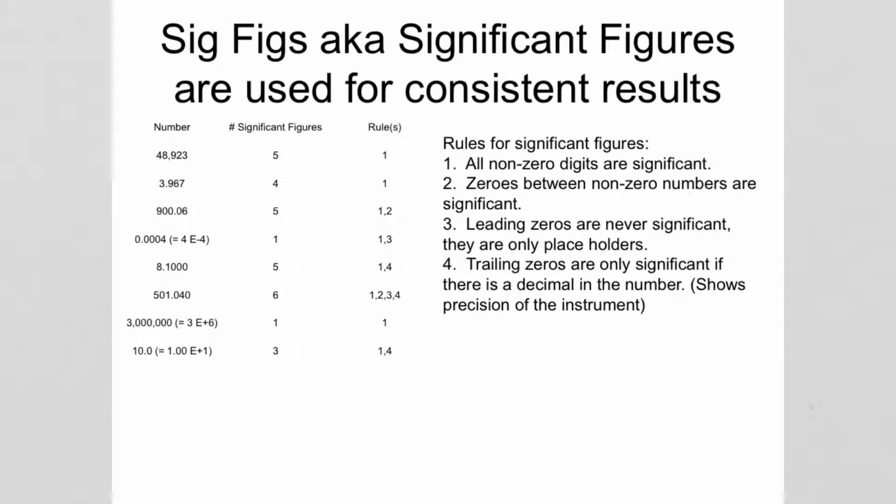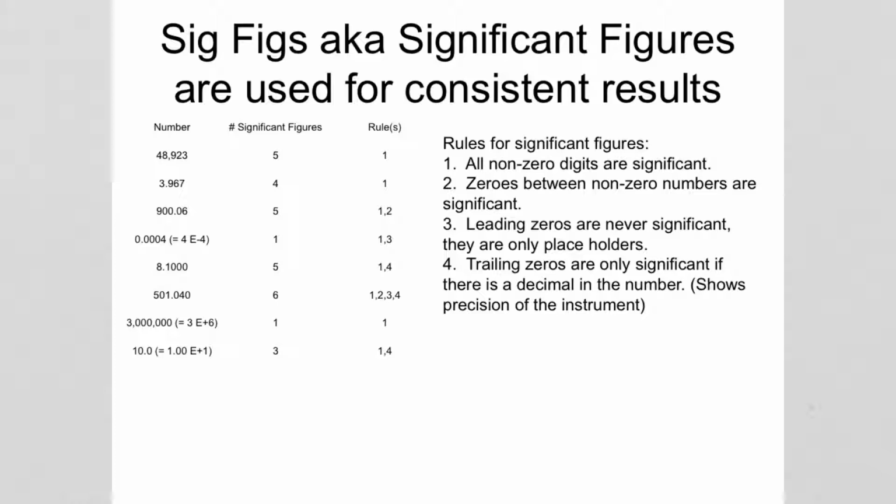Sig figs, or we'll call them significant figures. These are used for consistent results from measurements. Believe it or not, when you see a number in the scientific community, just the number itself indicates how precisely it was measured. And they follow these 4 simple rules. These are the rules we are going to follow for pretty much any number for the rest of the year. These are very important for you to ingrain.